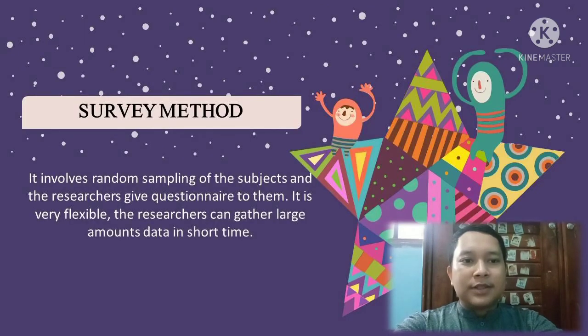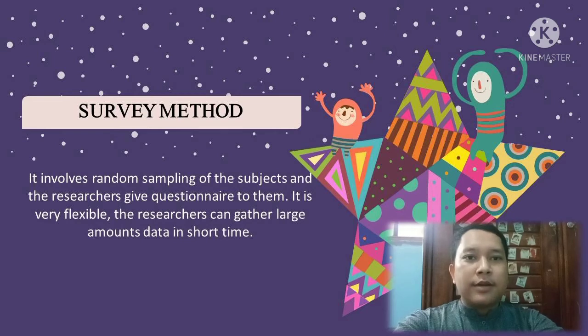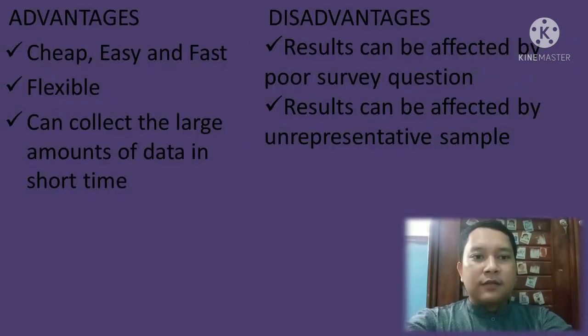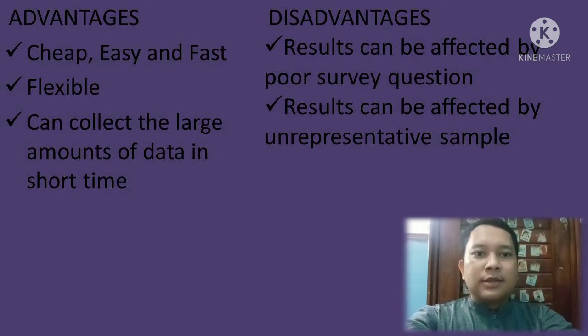The second is survey research. It involves random sampling of the subjects and the researchers give questionnaires to them. It is very flexible because the researchers can gather large amounts of data in a short time. The advantages are cheap, easy and fast, flexible, and it can collect large amounts of data in a short time. And the disadvantages are results can be affected by poor survey questions, and results can be affected by an unrepresentative sample.